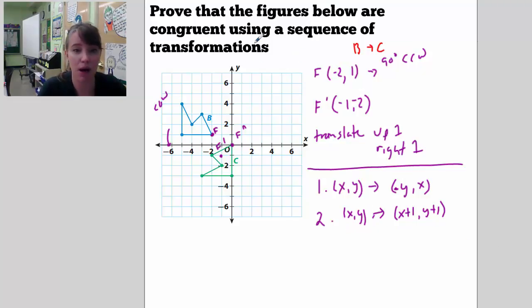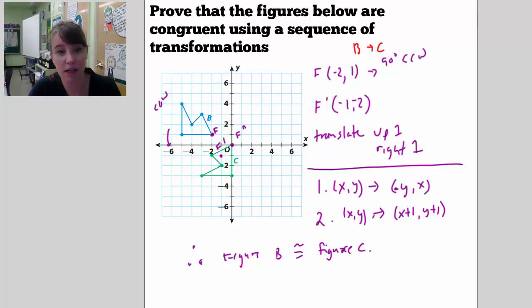But since I found a series of transformations that takes one onto the other, that only involves a rotation and a translation, these two figures are congruent to each other. What I've proven, therefore, is that figure B is congruent to figure C. And that's the end of the lesson for today.